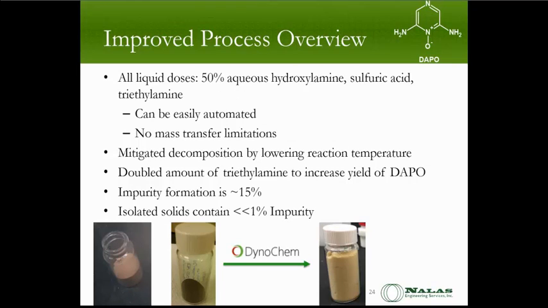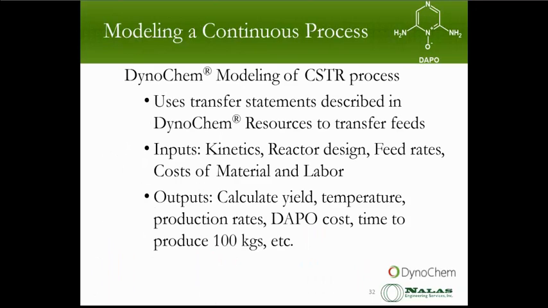Highlights of the improved process include all liquid doses of reagents, which can be easily automated. We were no longer limited by the mass transfer of solid hydroxylamine sulfate, and the formation of the intermediate was complete by the end of the aqueous hydroxylamine dose. We mitigated the decomposition of starting material by reducing the reaction temperature, as the model told us the decomposition reaction was highly temperature dependent. We were also able to reduce impurity formation by warming the reaction at the end of the hydroxylamine dose, and we obtained pure solids because the impurity purged into the reaction liquors when we used more triethylamine.